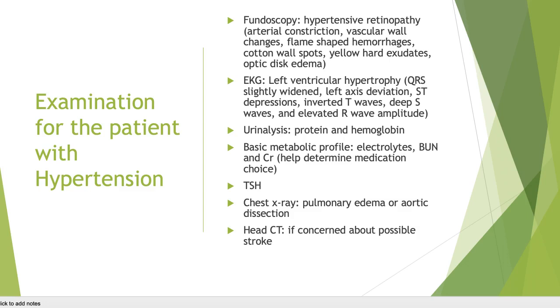When you're looking at EKGs, you may notice left ventricular hypertrophy, which is shown with a QRS that's slightly widened and a left axis deviation, along with some ST depressions, inverted T waves, deep S waves, and elevated R wave amplitude. And we'll go further into this when we talk about our EKG lectures.